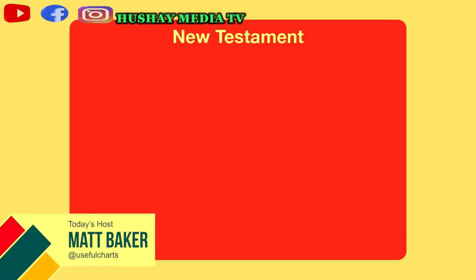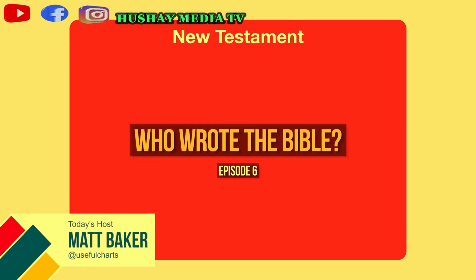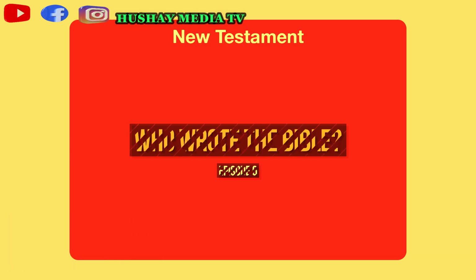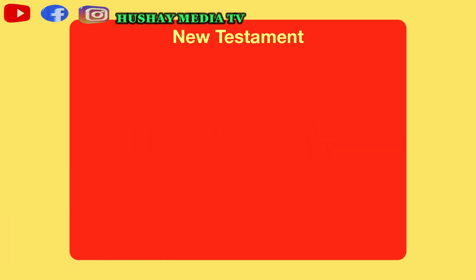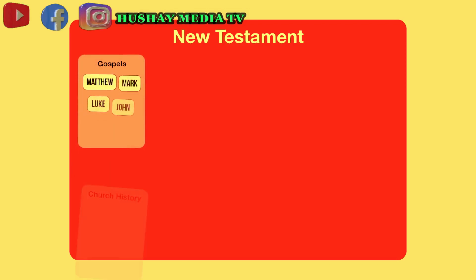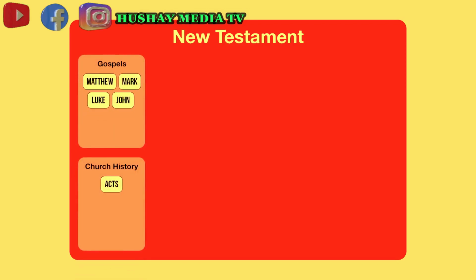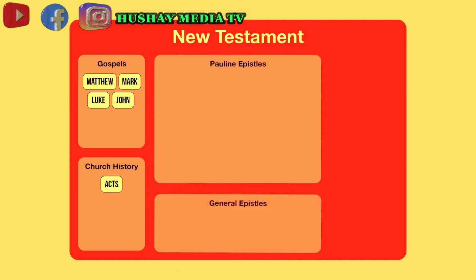Welcome to episode 6 in my series on who wrote the Bible. We're currently working our way through the New Testament, which has a total of 27 books. Last time we talked about the 4 Gospels, as well as the book of Acts. So in this episode, we're going to look at the next 21 books, which are all known as epistles. The word epistle simply meaning a letter.